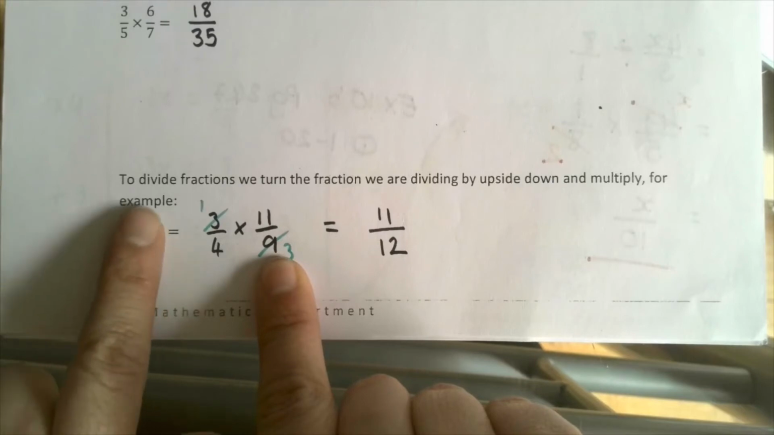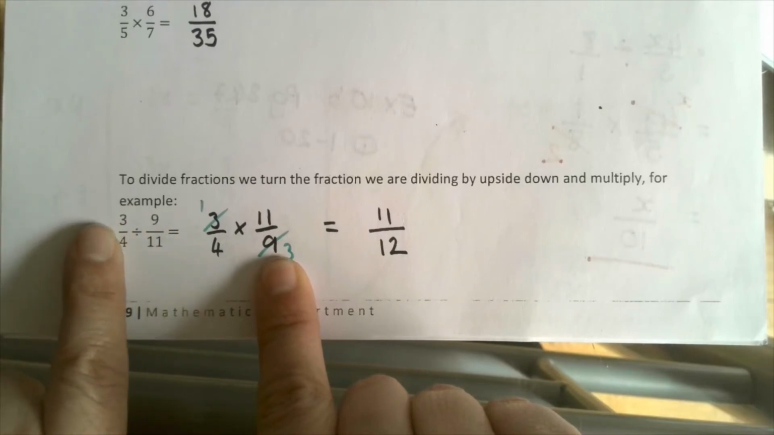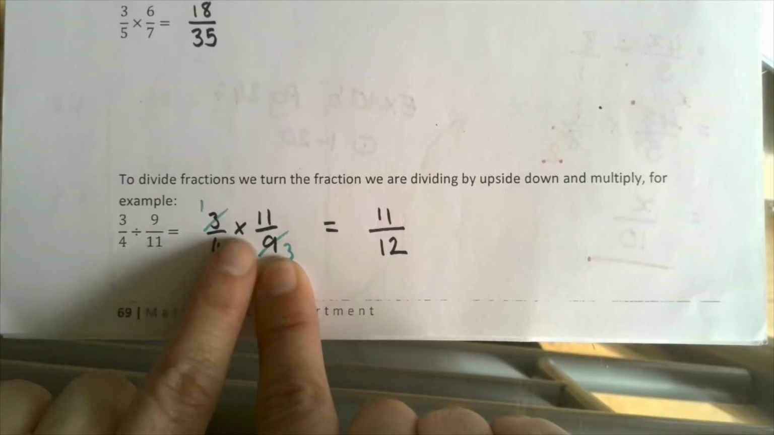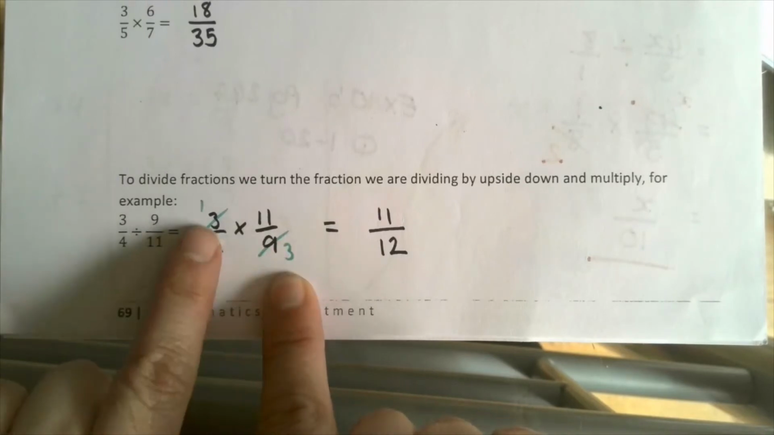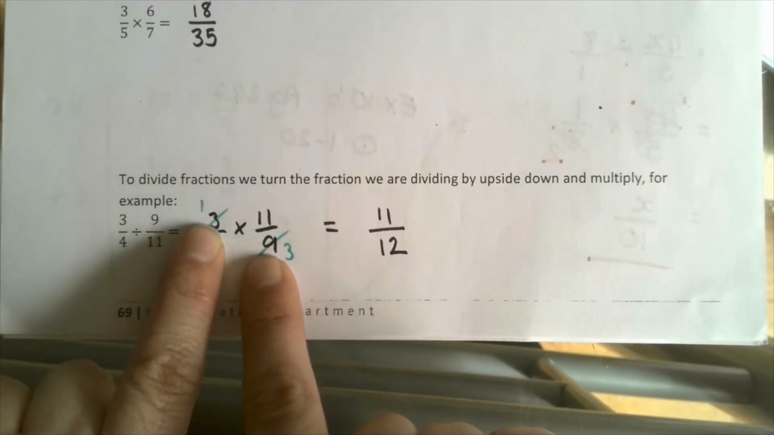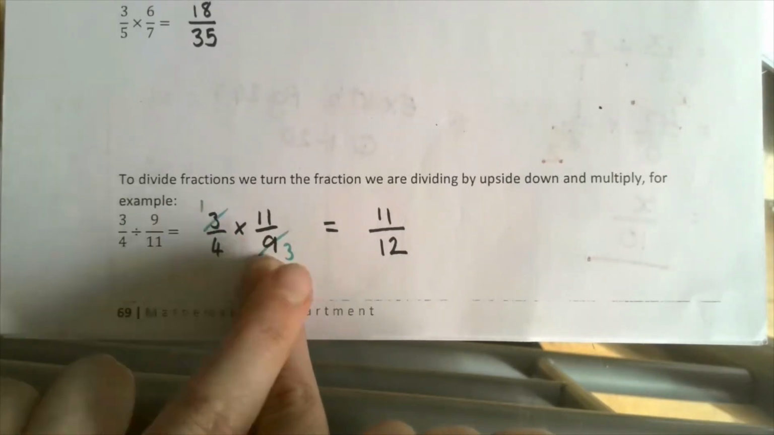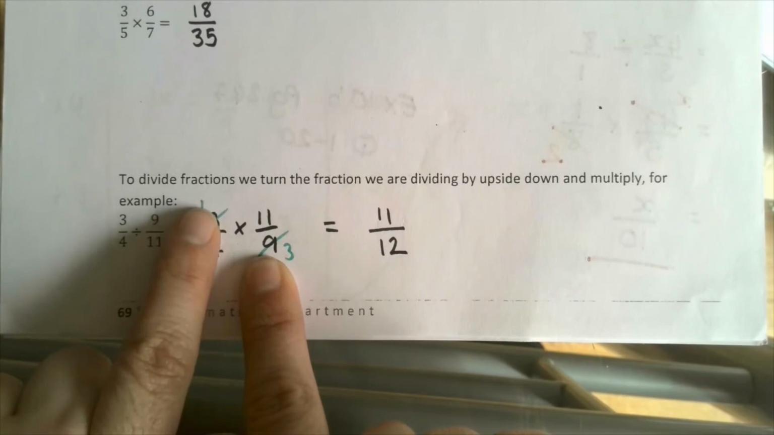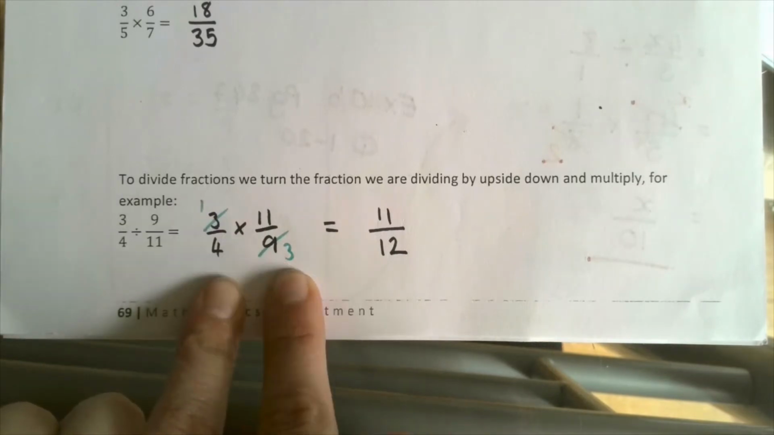You cannot simplify your fractions at this stage here. You can only do it once you've turned the second one upside down. So because we had something on the top line and the bottom line, then we could simplify, because 3 will go into both of these numbers. So 3 divided by 3 gives me 1, and 9 divided by 3 gives me 3.